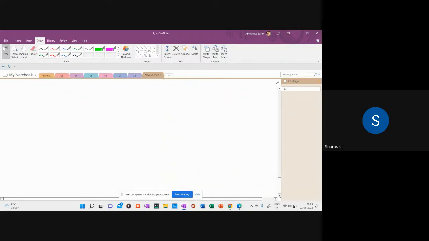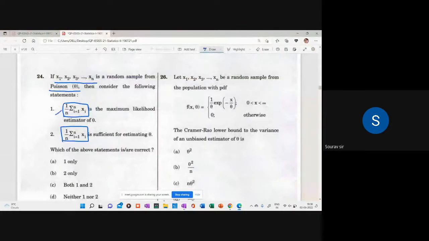Okay, I am showing it again. So let's start. It's given that x1, x2, up to xn is a random sample of size n, given from what distribution? From Poisson theta distribution. Okay, so I need to find out, the question says, whether this 1 by n summation xi, rather I should say x bar, is the MLE and is the sufficient estimator of theta or not.